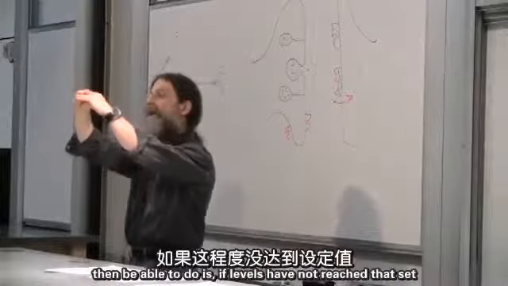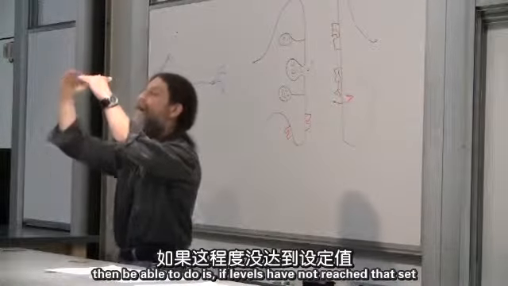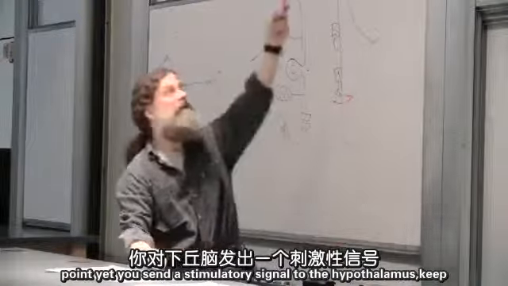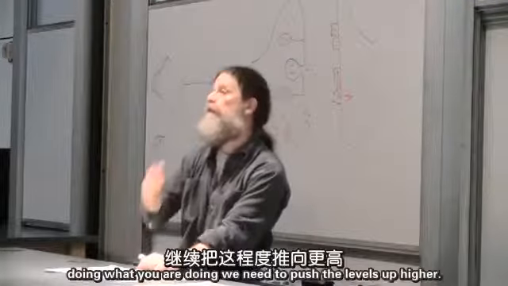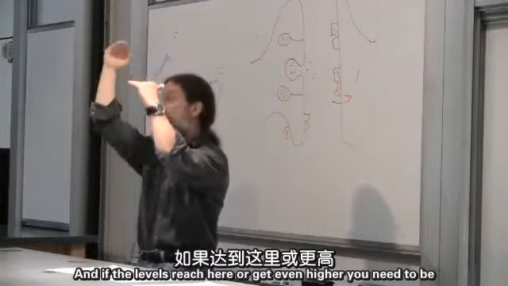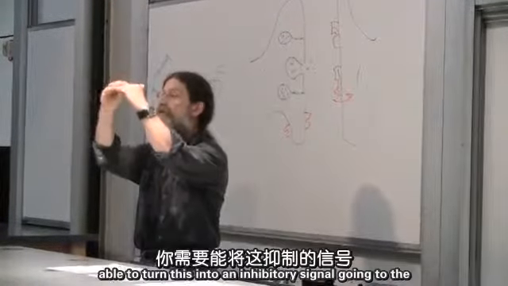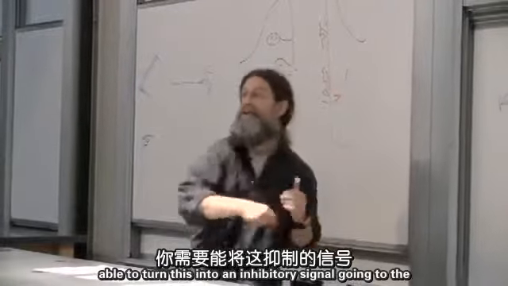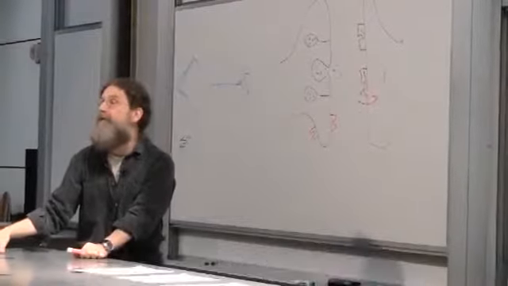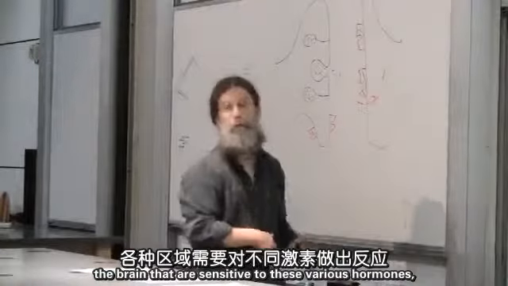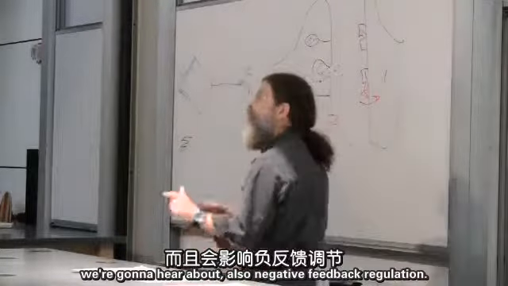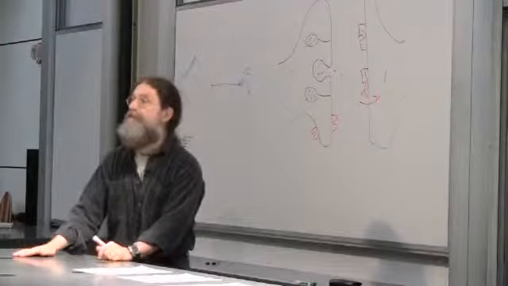And what you need to then be able to do is, if levels have not reached that set point yet, you send a stimulatory signal to the hypothalamus: keep doing what you were doing, we need to push the levels up higher. And if the levels reach here or get even higher, you need to be able to turn this into an inhibitory signal going to the hypothalamus. So what you see are all sorts of regions of the brain that are sensitive to these various hormones, not just in terms of hormones affecting all the behaviors we're going to hear about, but also negative feedback regulation.